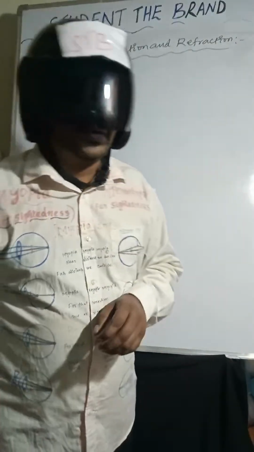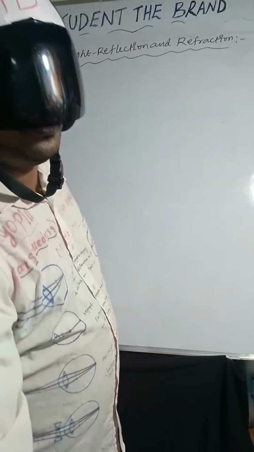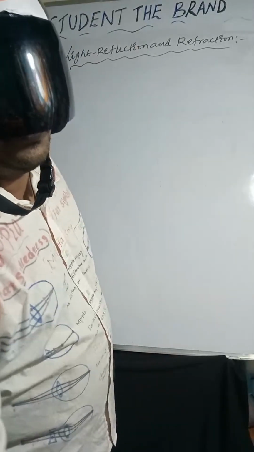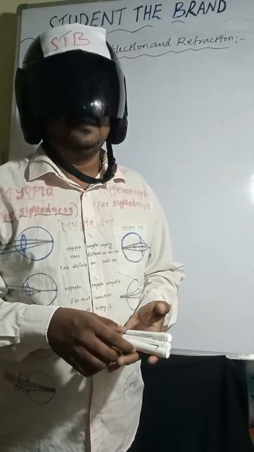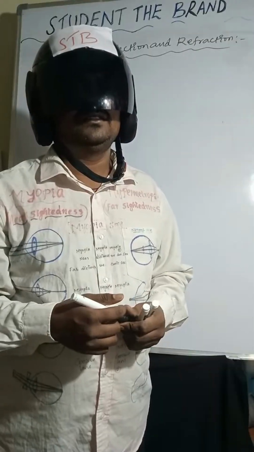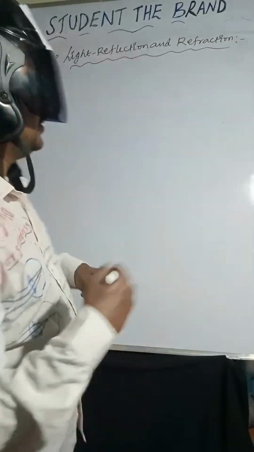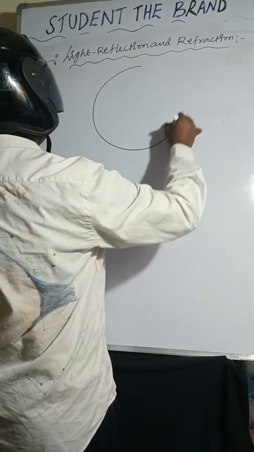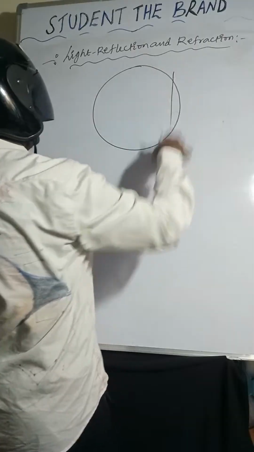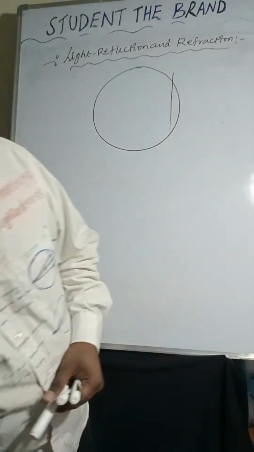So there are two types of spherical mirrors: concave mirror and convex mirror, depending on reflection of light. So now, part of this sphere, that is a spherical mirror.